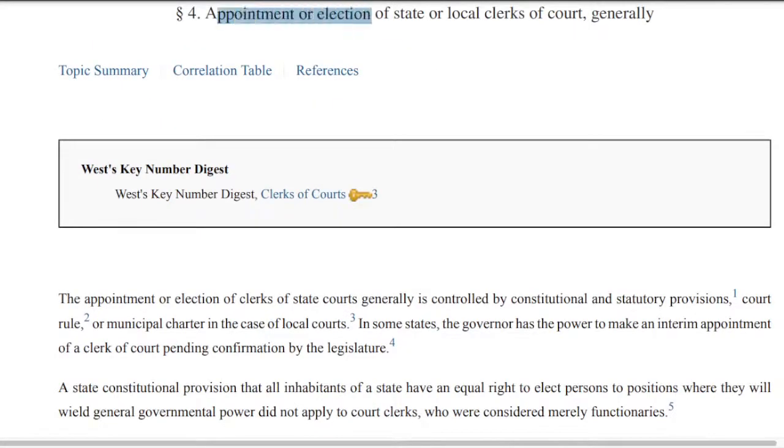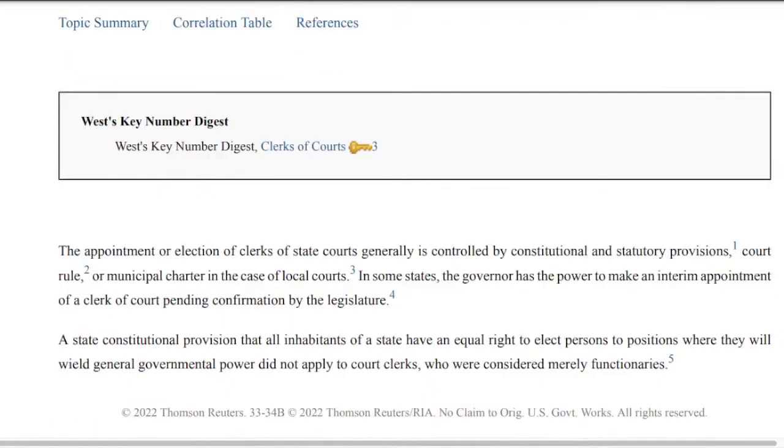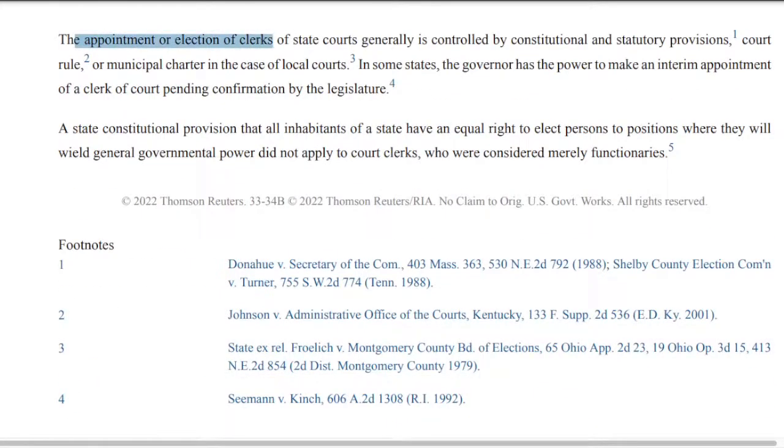Appointment or election of state or local court clerk of court, generally. The appointment or election of clerks of state courts, generally, is controlled by constitutional and statutory provisions, court rule, or municipal charter in the case of local courts. So that's the appointment of or election is controlled. So it's either an election or an appointment. It can be controlled by the constitution of your state, or by statutory provisions. It can be controlled by a court rule or a municipal charter in the case of local courts.